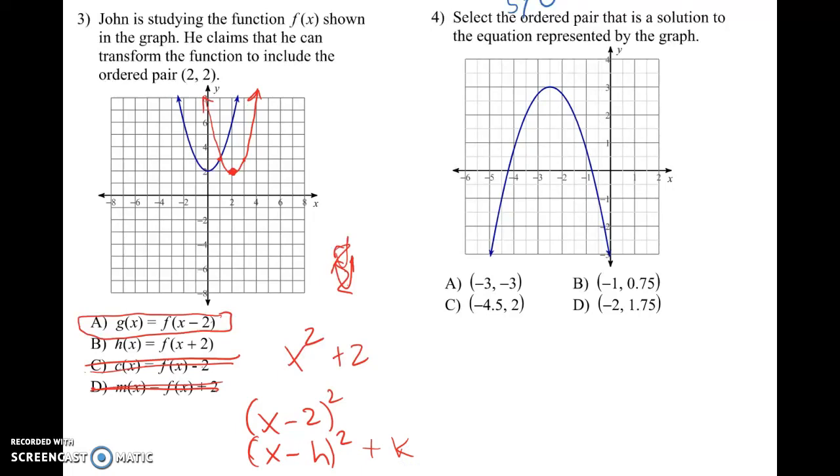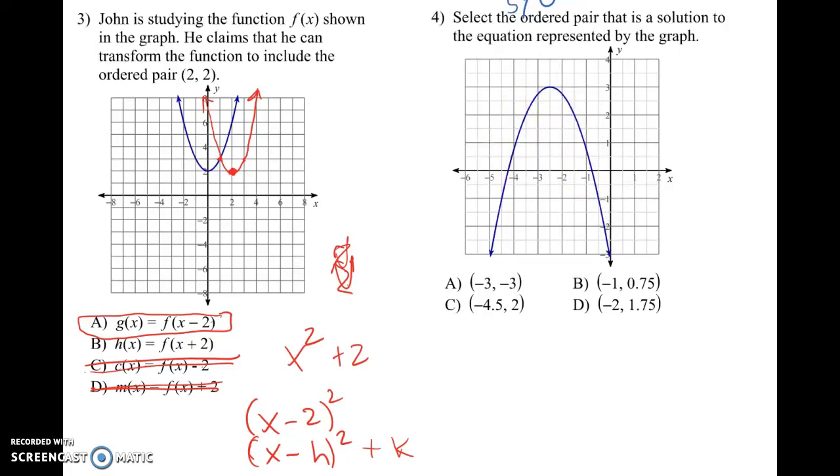Alright, for question number 4, it says select the ordered pair that is a solution to the equation represented by the graph. So if it's a solution, it would lie on this graph somewhere. Okay. Now if it said select the ordered pairs that were the zeros, right, then these are the points that we would be talking about. But does it say to find the zeros or the roots? No, it just says find the point that is a solution. So like this point here is a solution, this point here is a solution, this point here is a solution, this point here is a solution, this one, and so forth, right? All those points on this quadratic are a solution.